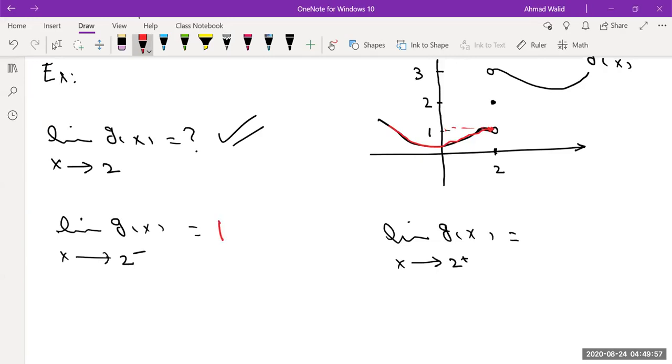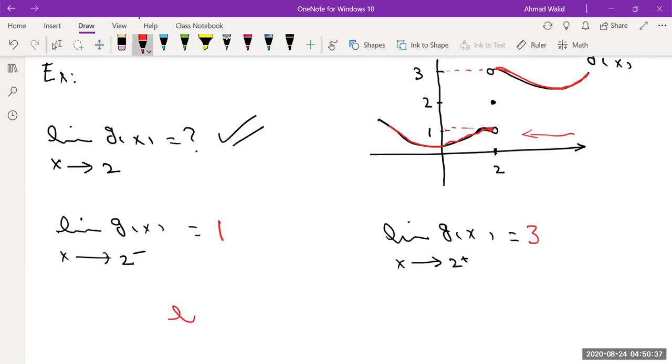Correct? Now, limit of g of x as x approaching to 2 from the right. Look at my cursor. I'm approaching from the right to 2. Maybe you ask why you are not approaching here. Do you see any graph here? I cannot move my cursor here because there is no graph here. My cursor should move on the graph, correct? My cursor is moving here. I'm approaching from the right to 2. How much is the value of this point? 3.